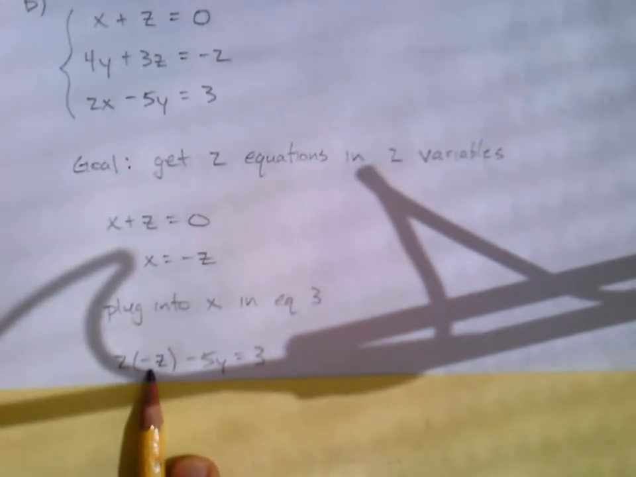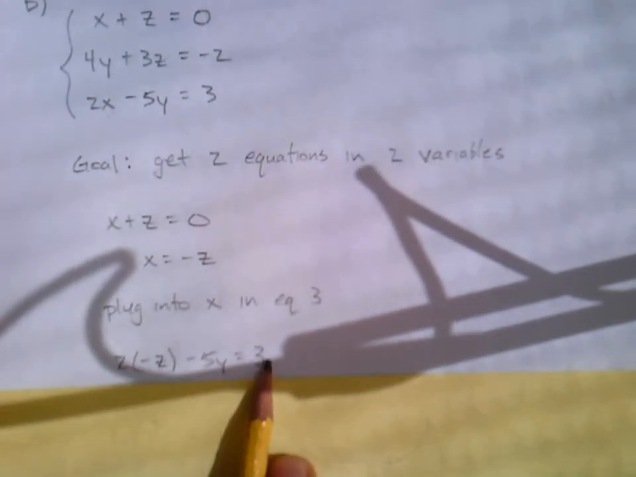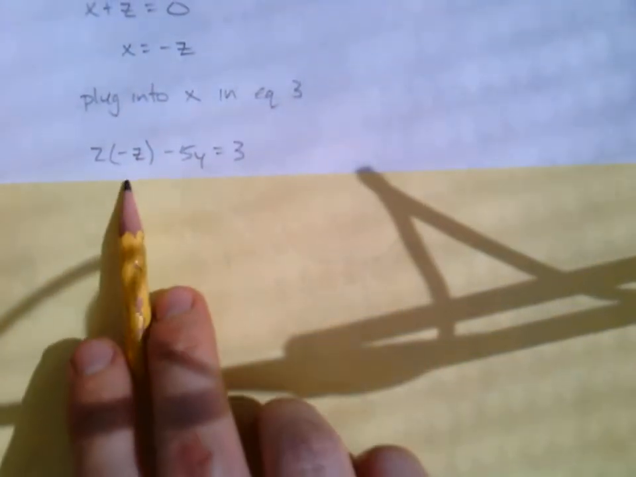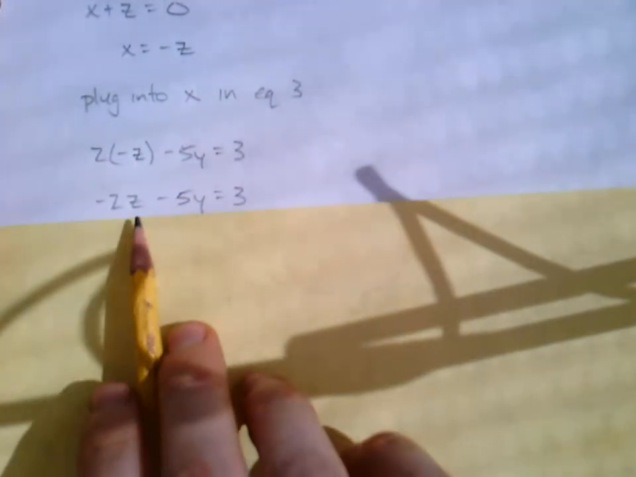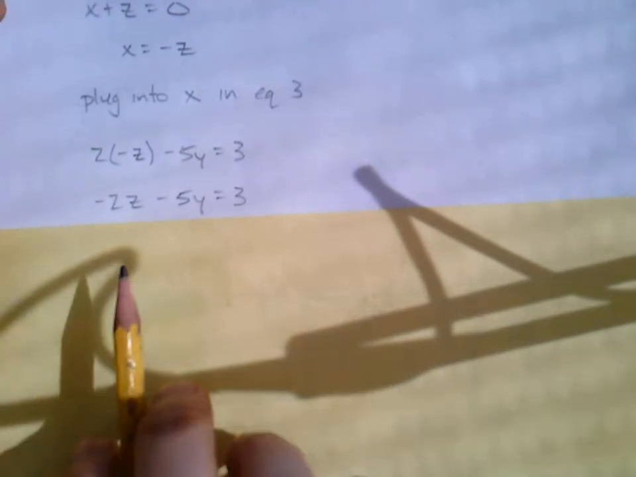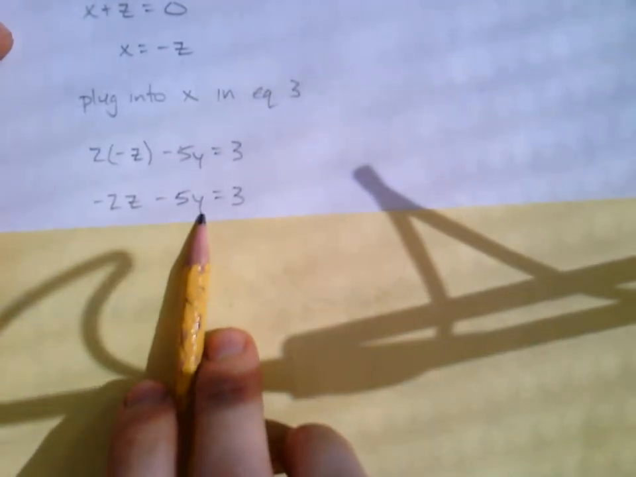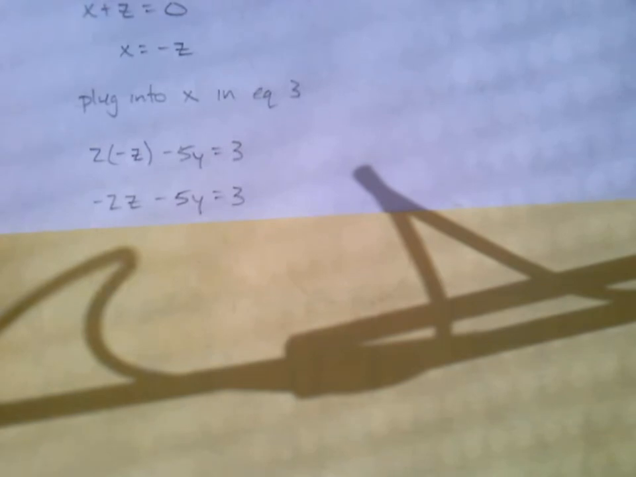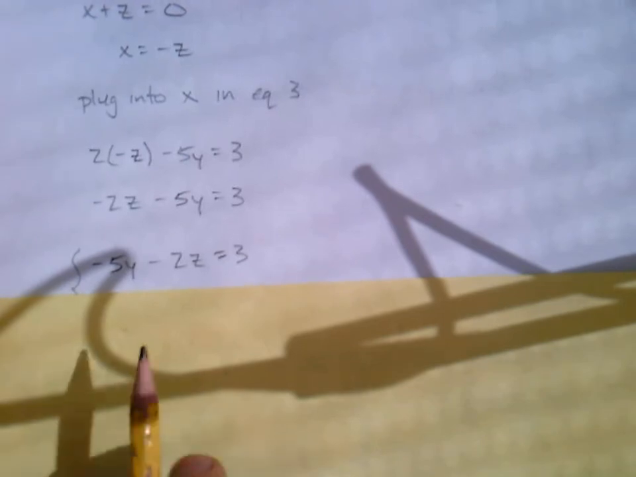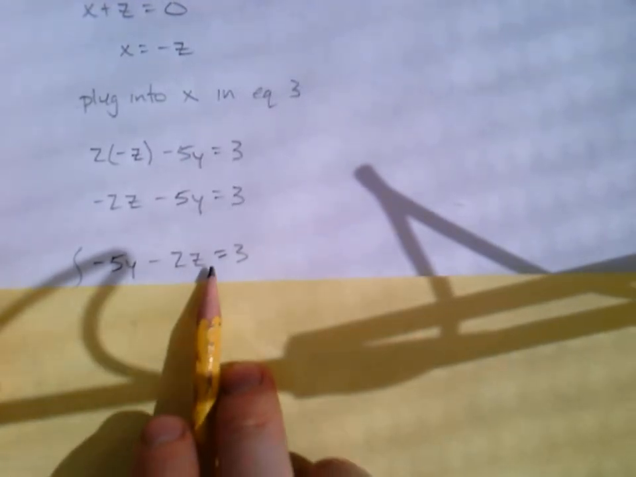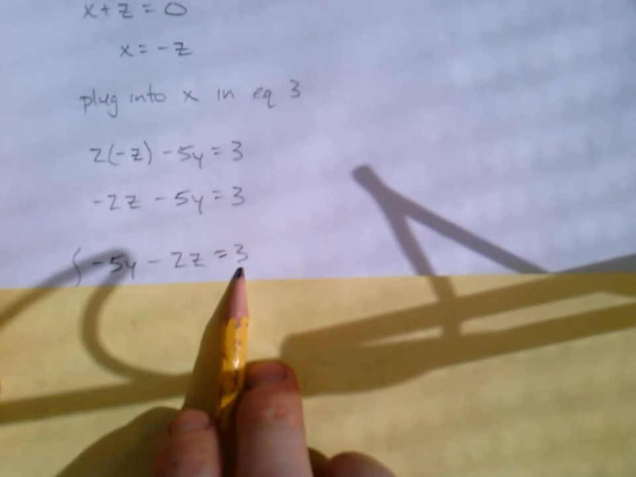2 times negative z minus 5y equals 3. So I'm plugging negative z into that third equation. That means negative 2z minus 5y equals 3. Now, just the way this is written, we haven't come to any revelations yet. But I do notice that the z is first and the y is second, and I'd prefer it to be the other way around. It's good to keep them in order the way the elimination works. So I'm going to rewrite that as negative 5y minus 2z equals 3, just switching the order.